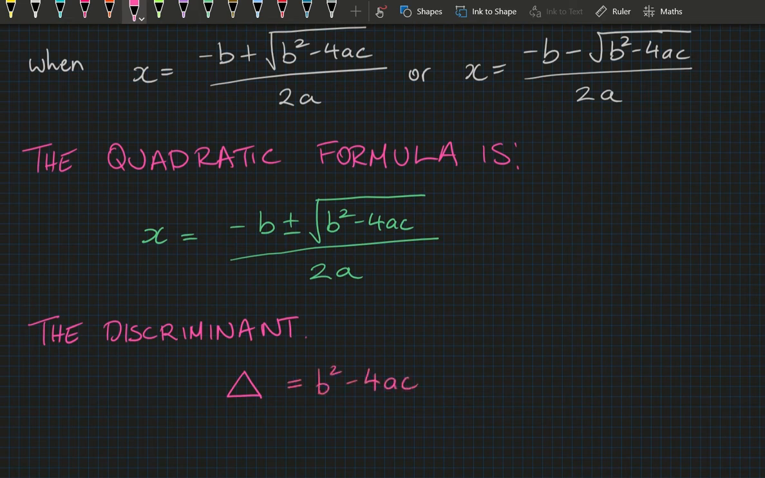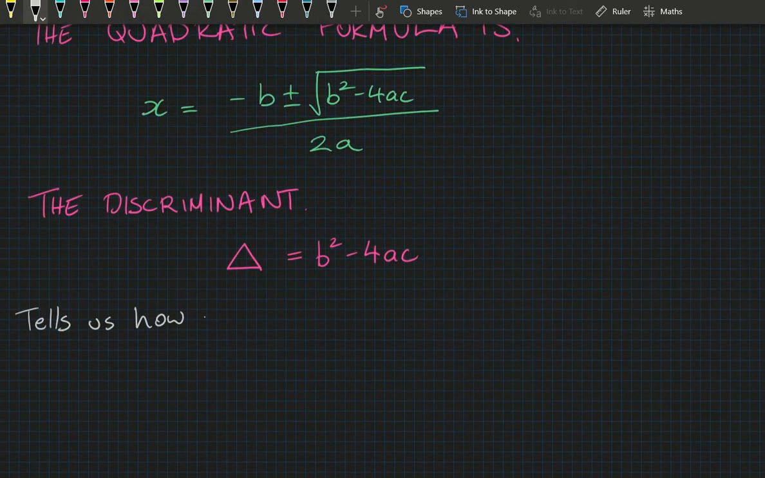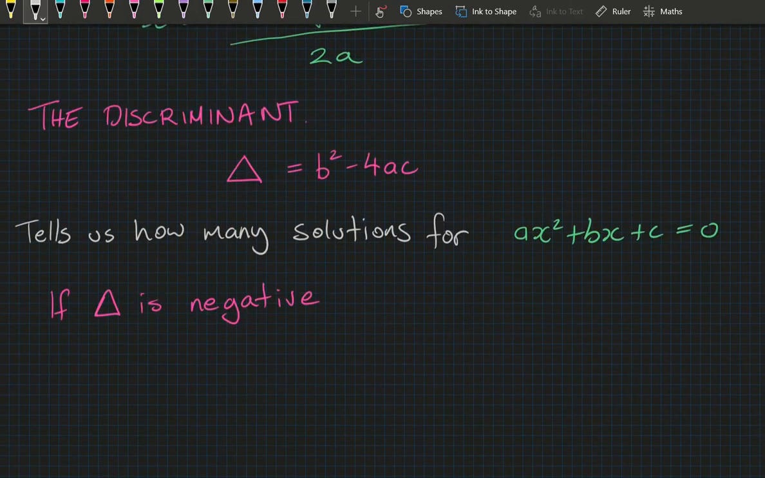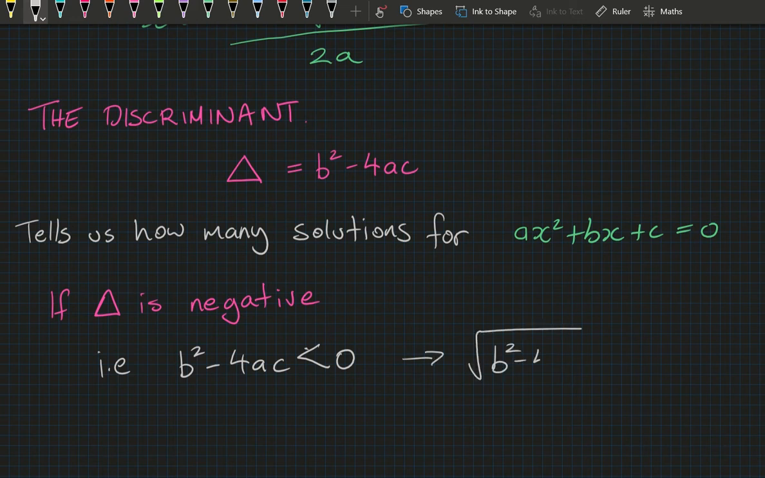And the amazing thing about the discriminant is that it will tell us exactly how many solutions there are for ax squared plus bx plus c equals 0. This is because if the discriminant is negative, i.e. b squared minus 4ac is less than 0, then we've got this b squared minus 4ac all square rooted, and we're going to have to take the square root of a negative. And you know that this means we've got 0 real solutions.